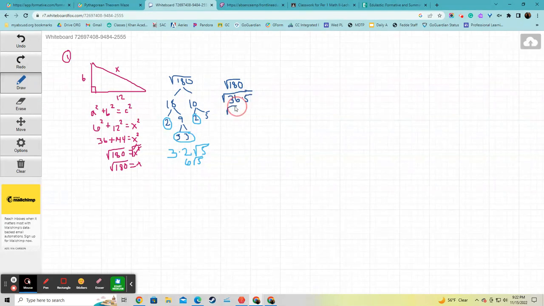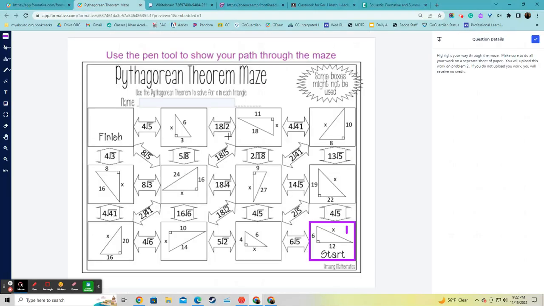And why am I doing that? Because I know the square root of 36 is just 6. You get 6 square root of 5. Both ways, you get the same answer: 6 square root of 5, 6 square root of 5. So I'm going to come back over here, and you see that 6 square root of 5?